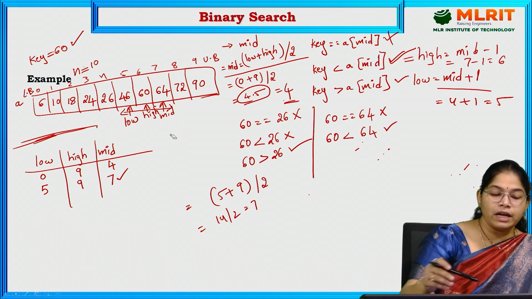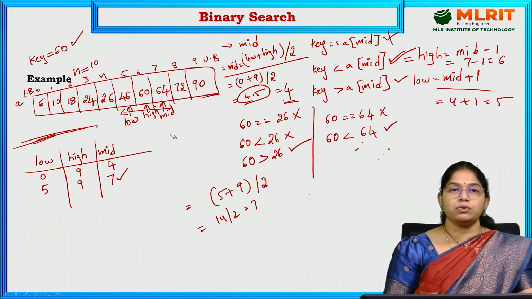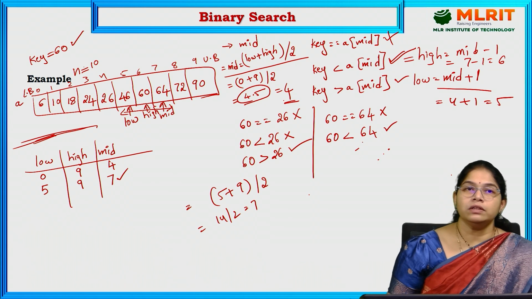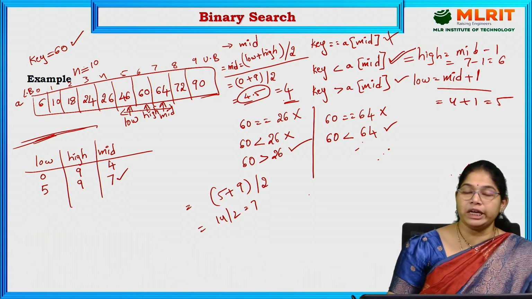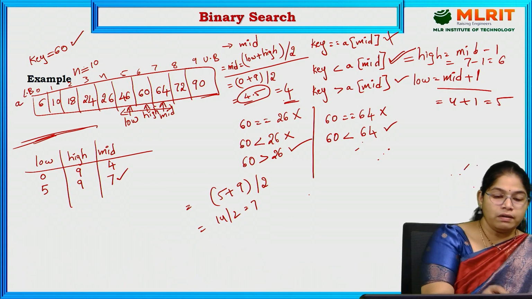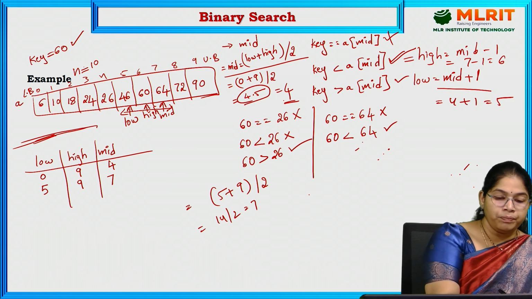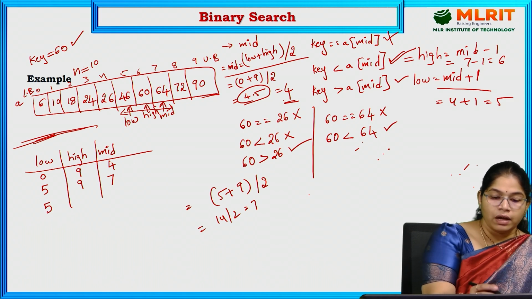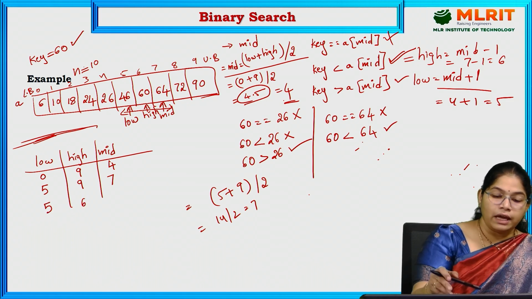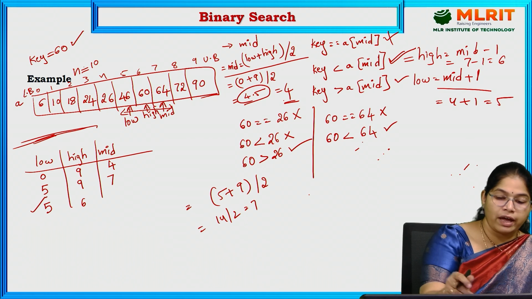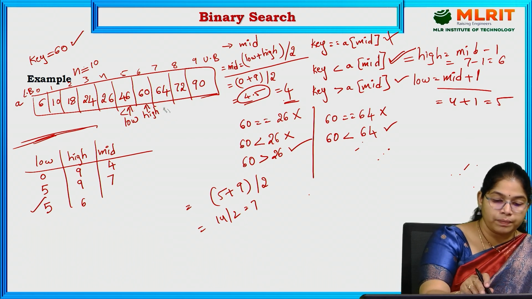Now again we have to repeat the same procedure. First we have to find out the mid value. Then we have to check with the above 3 conditions. So here the low value remains the same. Now low is 5, high is 6. Again in this case we have to find out the mid value.